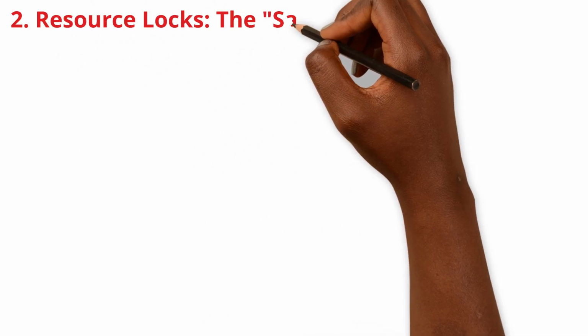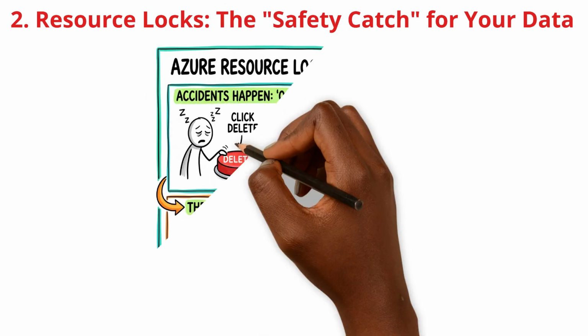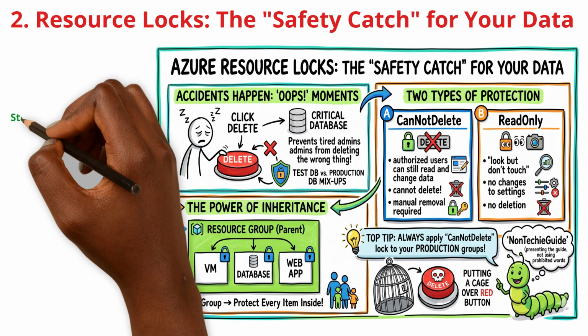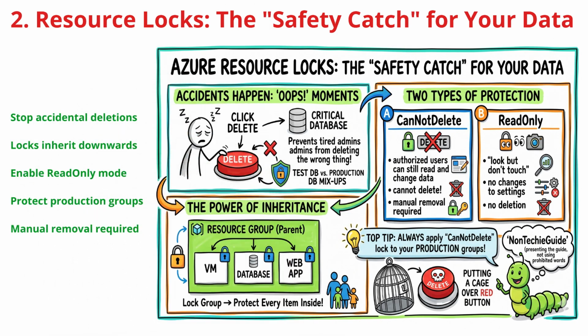In a fast-paced world of cloud management, accidents happen. A tired administrator might click delete on a critical database, thinking it's just a test environment. These oops moments can be catastrophic, but Azure has a safety catch. Resource locks. You can snap on a cannot delete lock to keep your data editable, but safe from the trash bin, or a read-only lock for a strict look, but don't touch policy.